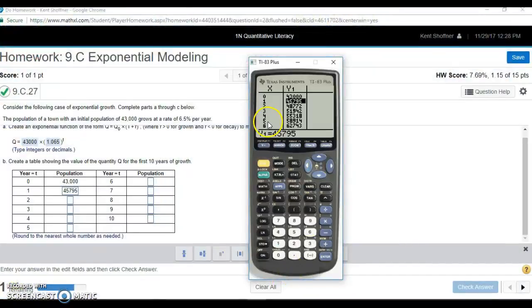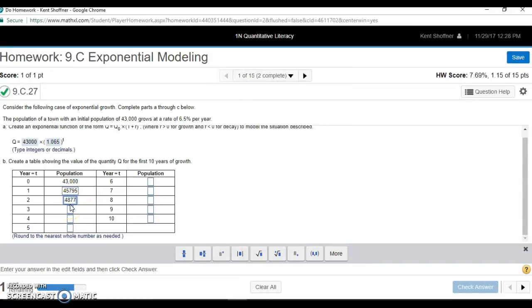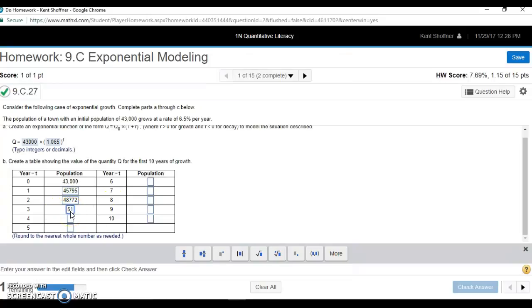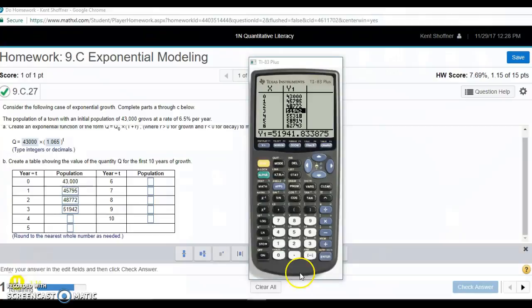These will take a few clicks that you probably won't have to do. Here we go, year 1, there's year 2. Go over, it's 48,771, which rounds up to 772. So 48,772 would be year 2. The next one, year 3, 51,941.8, which rounds up to 51,942. So go over here, 51,942. Year 4. Go down one more, there's year 4.